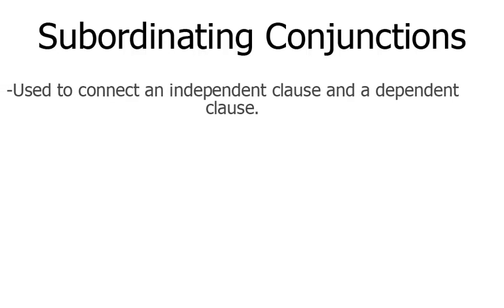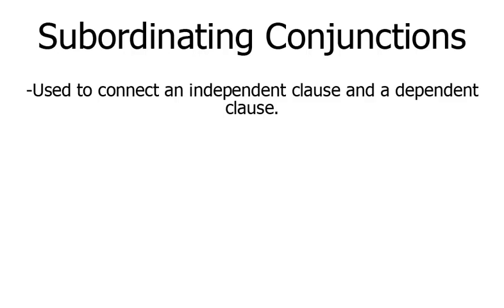Finally, let's talk about subordinating conjunctions. Subordinating conjunctions are used to connect an independent clause, remember that's a clause that can stand on its own as a sentence, with a dependent clause, which is a clause that can't stand by itself as a sentence. There are lots of subordinating conjunctions, so unlike the coordinating conjunctions, where there's only 7 of them, it's not really feasible to just memorize them all.